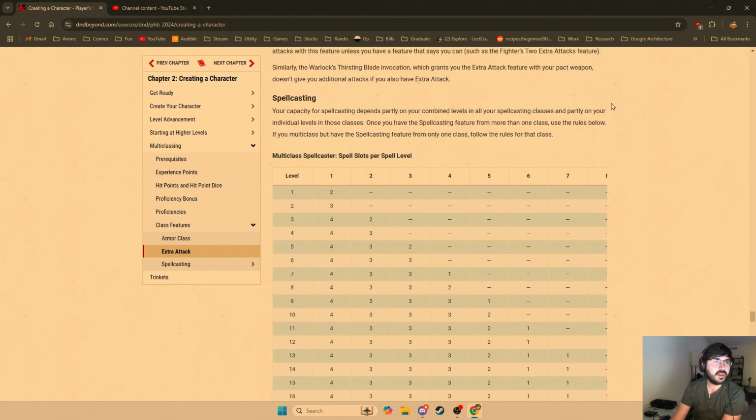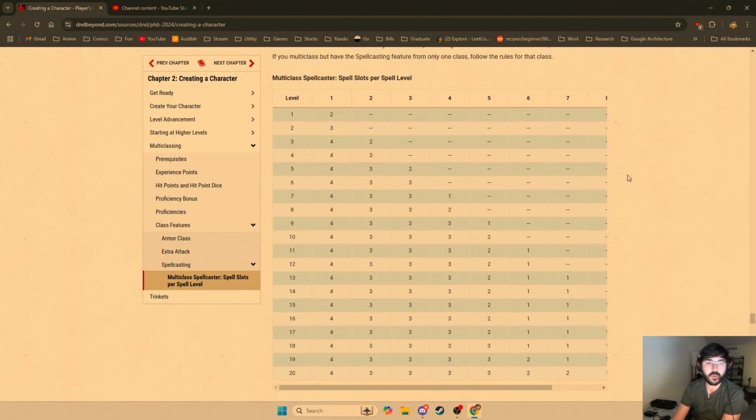Spellcasting: your capacity for spellcasting depends partly on the combined level of your spellcasting classes, and partly on your individual levels in those classes. So pretty much you add them together. Normally this is the spread, but some of them get more level 1 spells, some of them get more level 8 spells. It really depends on what class you're leveling up. Wizards normally get the most spell casts, though I don't know if that's necessarily true anymore.